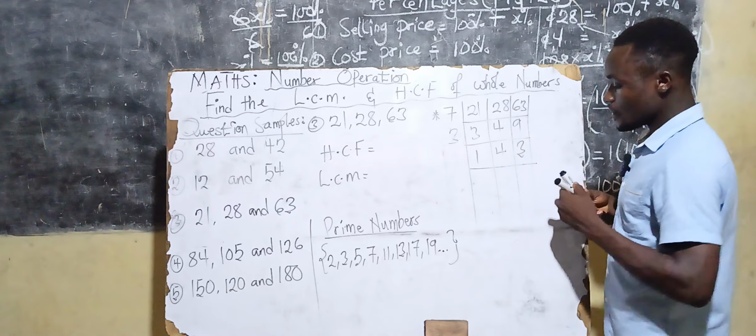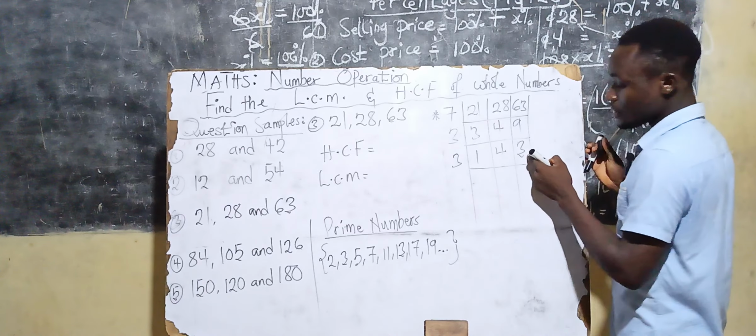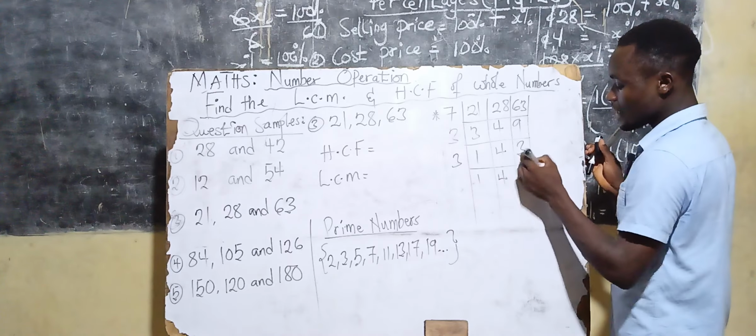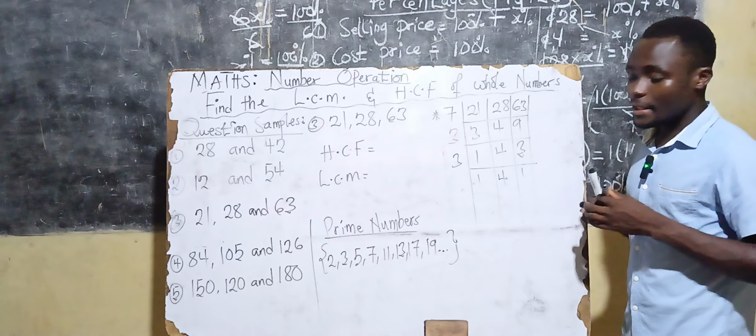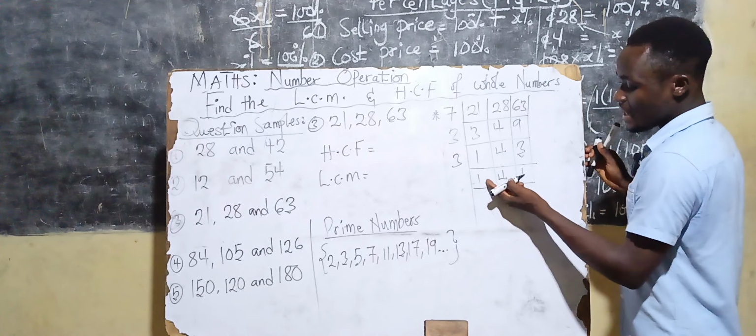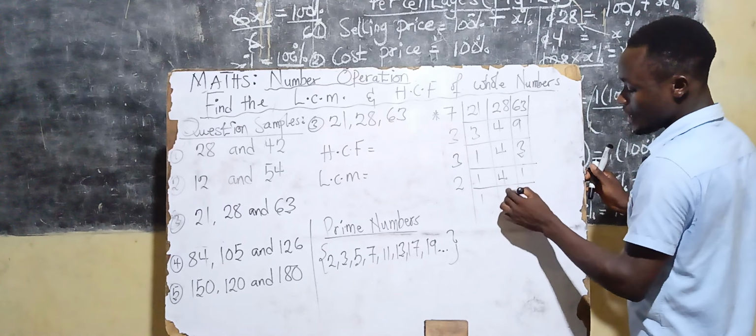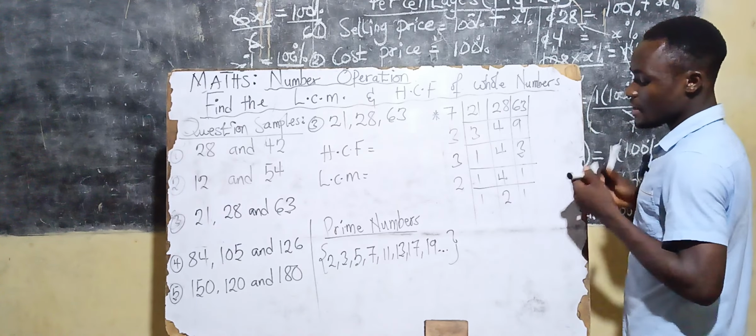Okay, so let's continue. I can still use the 3 because I still have 3. 3 divides here, it is still 1. Here, it is still 4. And you divide this 1, 1. Are you getting me? Okay. So now we have 1, 4, and then 1. We can use 2 here now. We have 2, we have 2, we have 1.